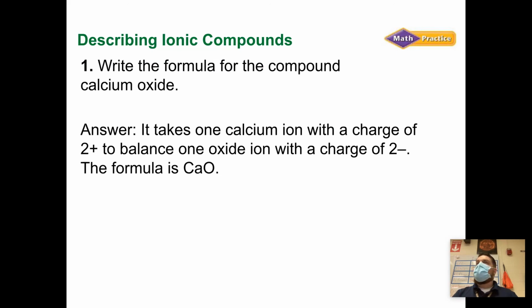Write the formula for calcium oxide. Well, it takes 1 calcium. Remember, calcium ion has a positive charge of 2. Oxygen is group 16 or 6b. That means it has 6 valence electrons. But the oxide will have a negative 2 charge. So it'll just accept 1 calcium. In other words, the calcium will give off 2 electrons, and oxygen will accept those 2 electrons. And then it'll have 8 electrons in its highest energy level.